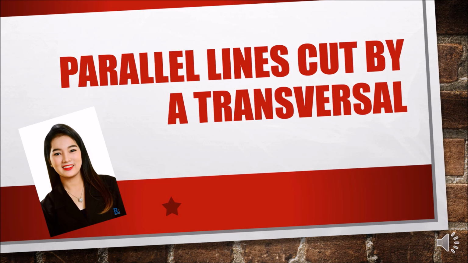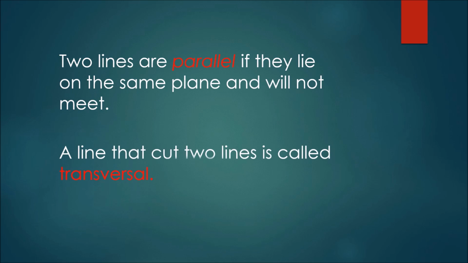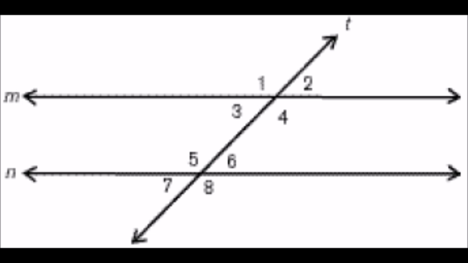Everyone, today I'll be discussing parallel lines cut by a transversal. Two lines are parallel if they lie on the same plane and will not meet. A line that cuts two lines is called a transversal. In this figure, line M and line N are parallel, while line T is the transversal. A transversal, like line T, that cuts two lines defines 8 angles.